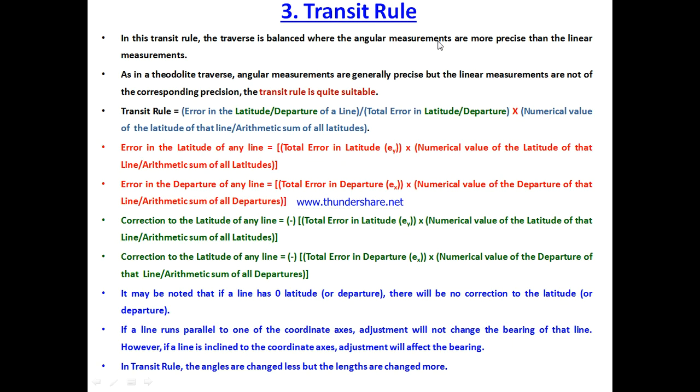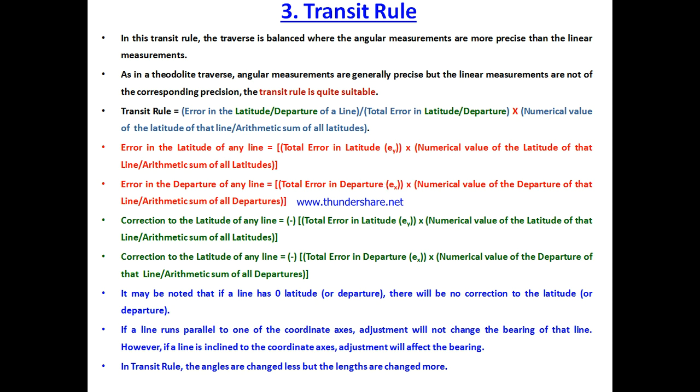So in transit rule, if the linear measurements are not that accurate while the angular measurements you have determined are accurate, we can use this method. So what is the formula for this method? Transit rule is applicable with the formula of ratio of the error in the latitude or departure of a line to the total error in latitude or departure, multiplied by the numerical value of the latitude of that line, or we can say the arithmetic sum of all the latitudes. How to calculate these values I can show you in a few slides afterward.